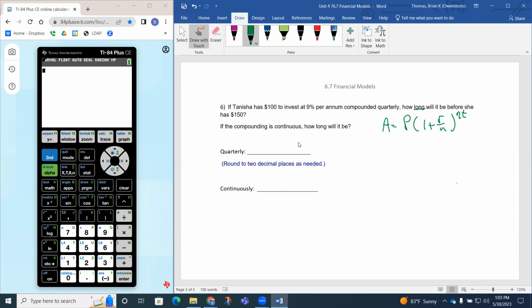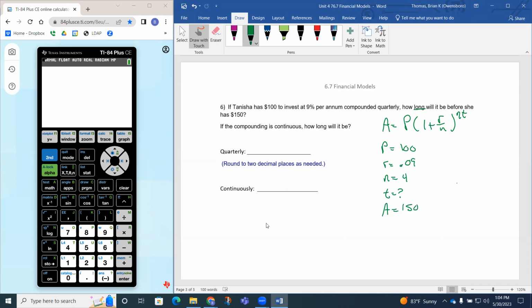So again, if Tanisha has $100, that sounds like the present value or principal, which would be 100. Invest at 9%, that's our rate of interest, which is 0.09. It's compounded quarterly, so N would equal 4. How long will it take before she has $150? So we don't know the time, but we do know the future amount, or the final amount, is 150.